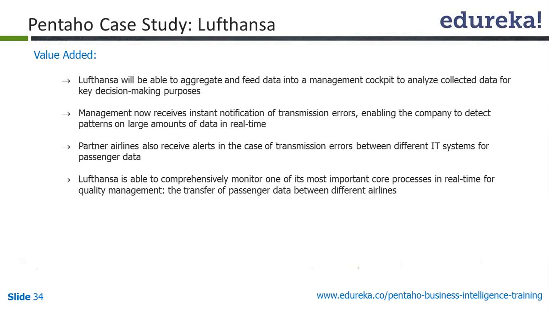Partner airlines also receive alerts in case of transmission errors between different IT systems for passenger data. So it was not only for Lufthansa, they have it implemented, and it's good for the other partner airlines as well. Lufthansa is able to comprehensively monitor one of its most important core processes in real time for quality management, the transfer of passenger data between different airlines. That is a very good thing, you can have your passenger data available to different airlines. With this solution, this problem gets solved.